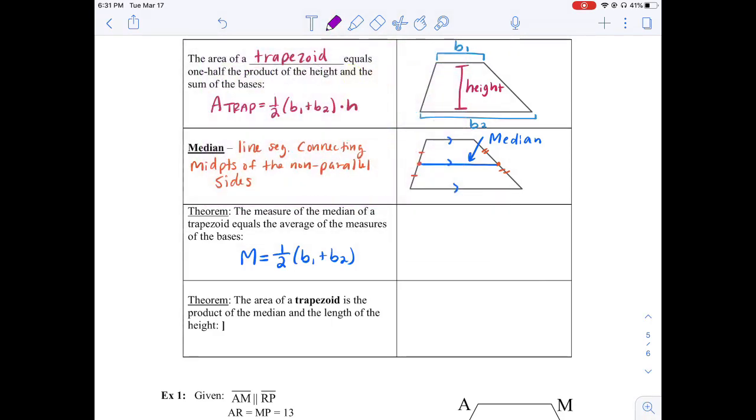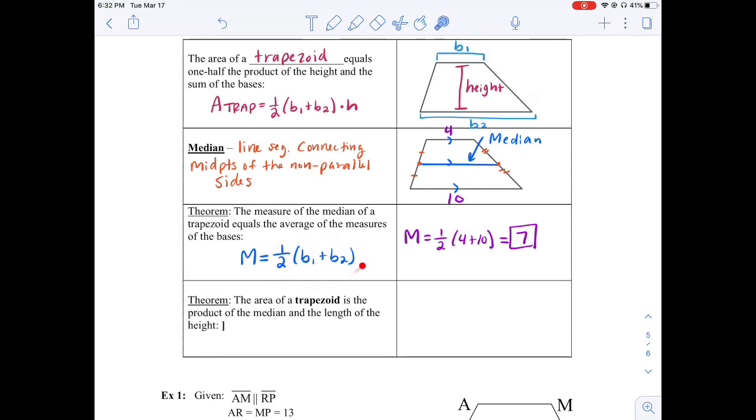So going back up to our example, if I call the upper base 4, and the lower base, maybe let's say it has length 10, then the median, we know that it will be 1/2 of 4 plus 10, which gives us half of 14. So it has a length of 7. That's how we determine the number exactly between 4 and 10.